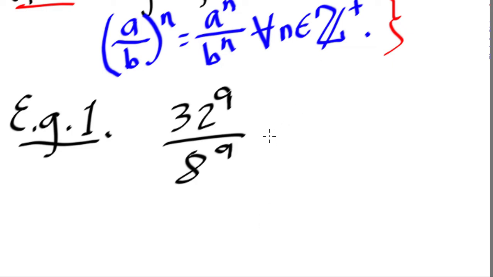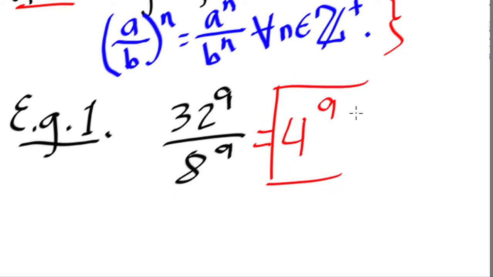Okay, so let's have it. Since the exponents are the same, we can just copy the exponents right away, by the power of this law. And then we're going to apply the division. 32 divided by 8 is what? 32 divided by 8 is going to be 4, actually, since 8 times 4 is going to give us 32. So our answer for example 1 is 4 raised to 9.